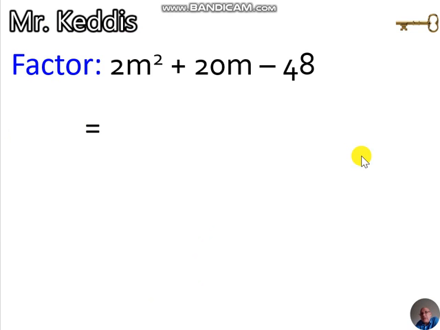The goal of this video is to continue factoring using the distributive property of multiplication. The common factor for this trinomial between 2, 20, and 48 is 2. 2 is the common factor.